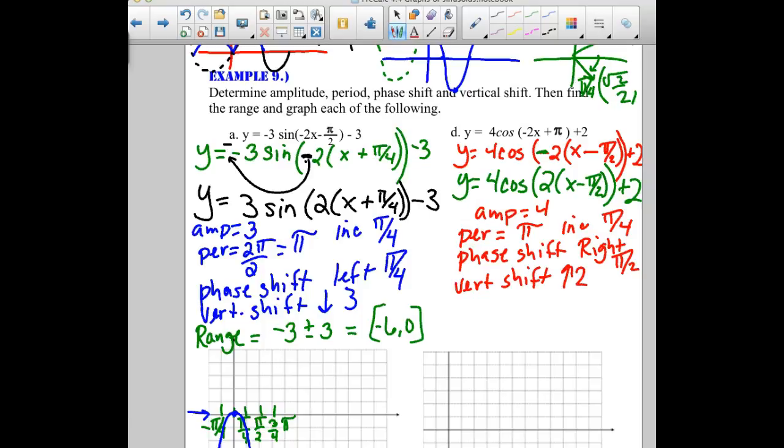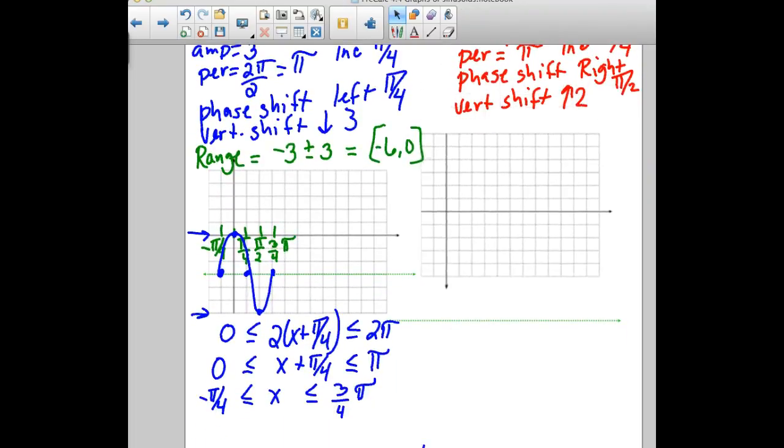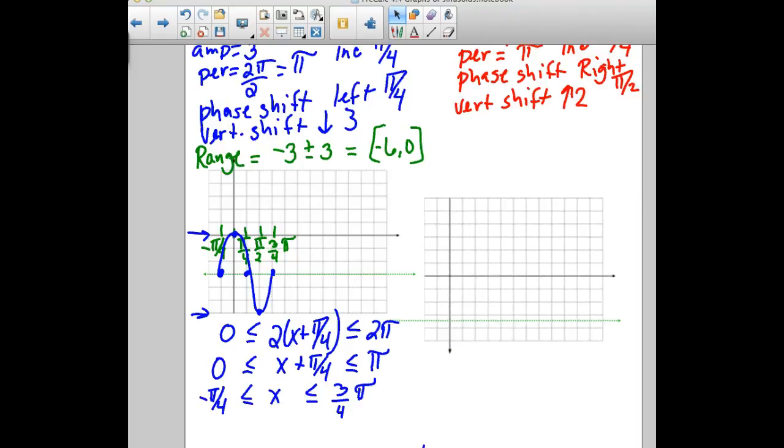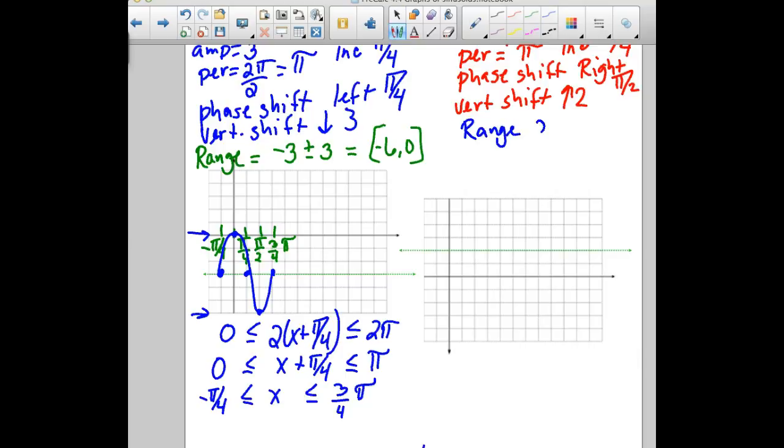okay, so let's get our dotted line put in the right spot. We have a vertical shift up 2. All right, so we're going to go up 2. What about our range? We went up 2, and then our amplitude we said was 4. So if we add and subtract 4, we're really going to bounce between -2 and +6. All right. So from here to here.